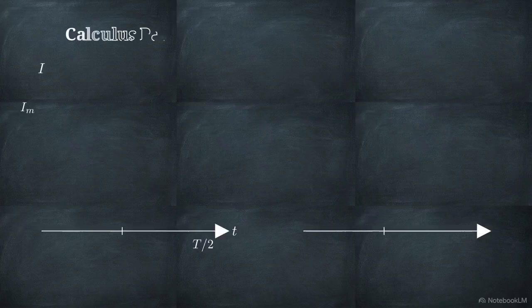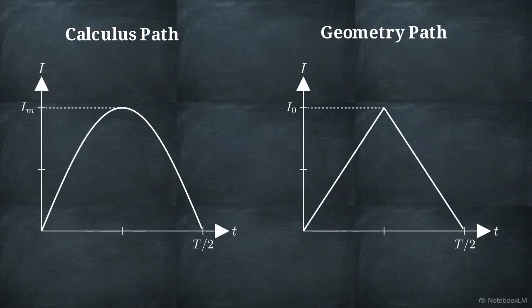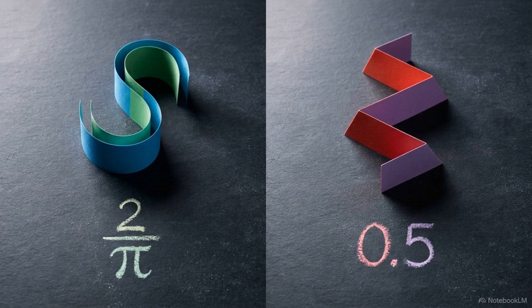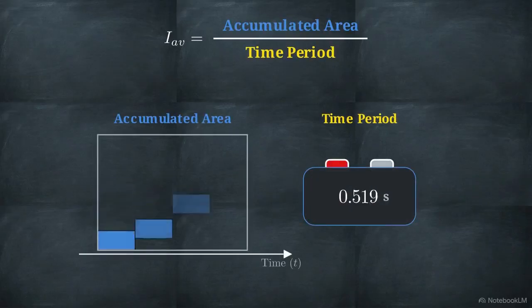Comparing these two waveforms highlights their structural differences. One is defined by a smooth curve, and the other by straight lines. To solve them, we use different tools: integral calculus for the curve, and simple geometry for the triangle. These different shapes naturally yield different constants, with the sine wave averaging to 2 over pi and the triangular wave averaging to exactly 0.5. Despite the change in math, the physics remains the same.